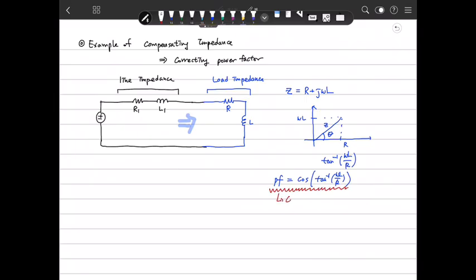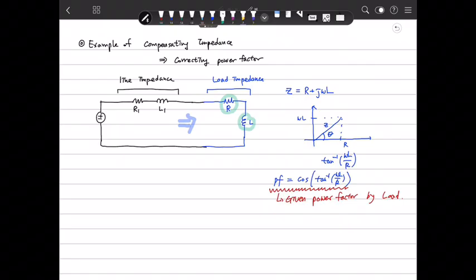This is a line load. So we want to change the power factor. How can we do that? Actually, we can't do that. We cannot do it. Why? The load is fixed. These are fixed values, R and L are fixed.